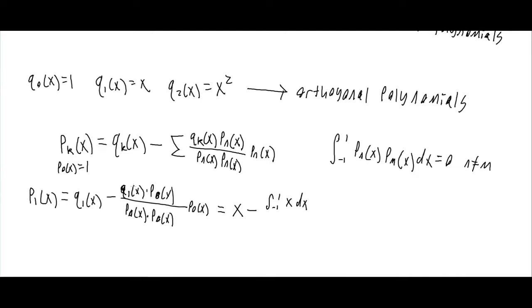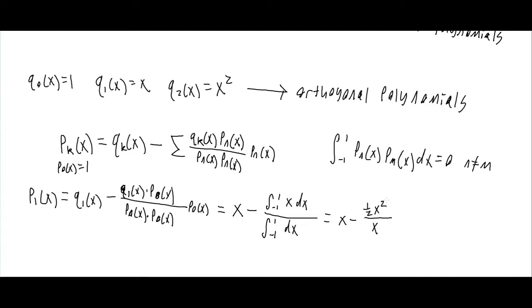This q1 is our x, so we're putting an x there, and our p naught is 1. So we could put a times 1 in here, but I'll just leave it in the simpler way. And then this would be from minus 1 to 1 of 1 times 1, so we can just do dx like this. And so what we end up getting is x minus, and if we do the antiderivative of this, we will end up with 1 half x squared over x.